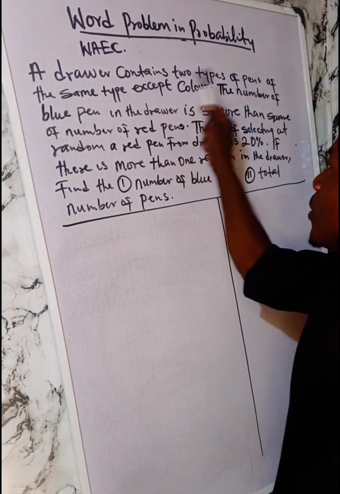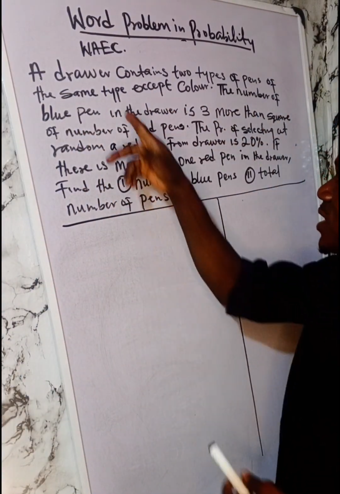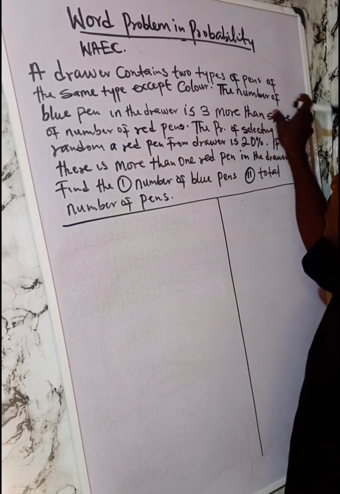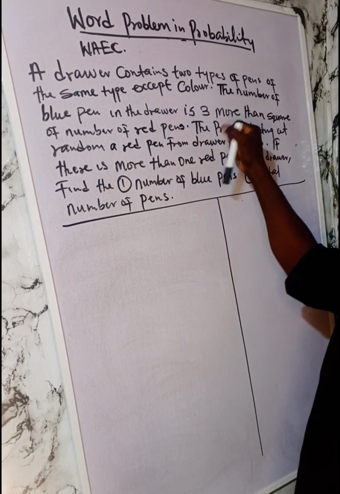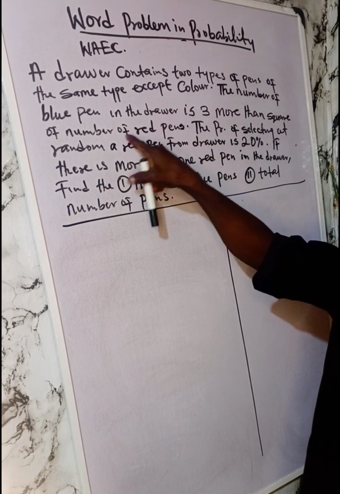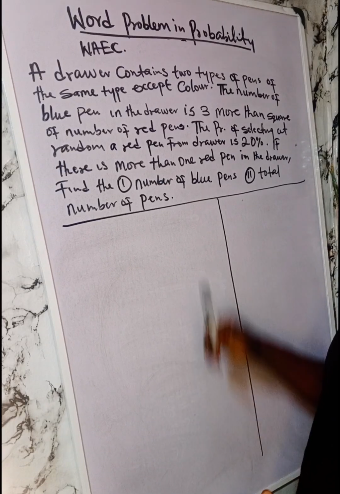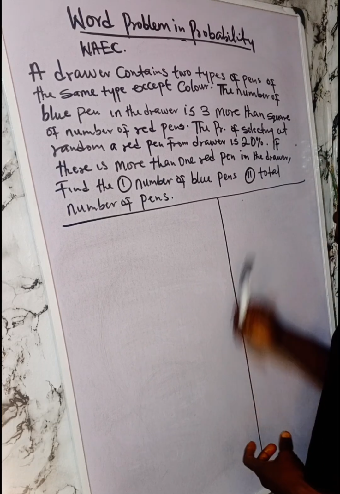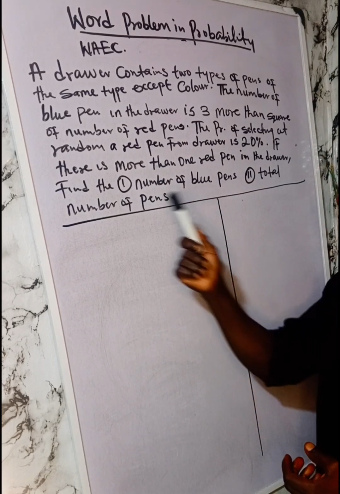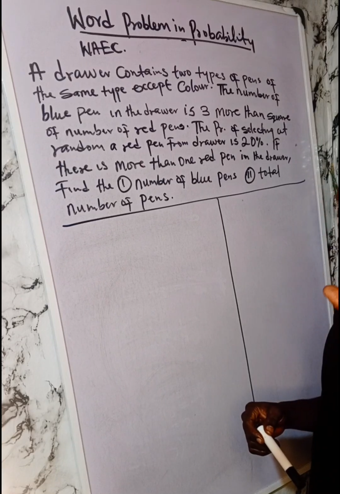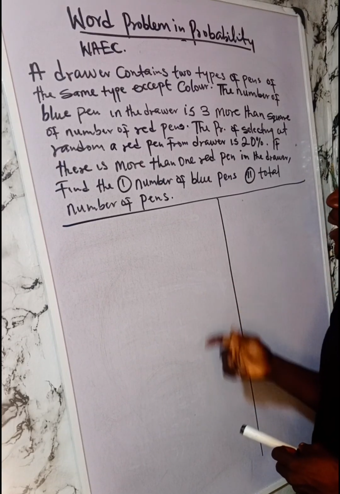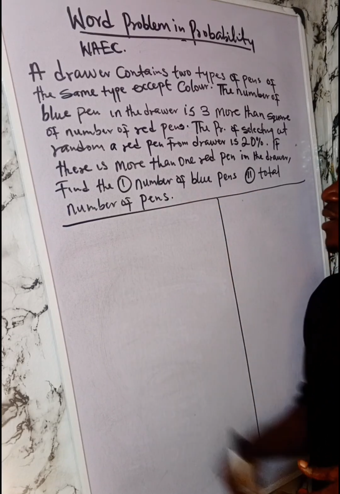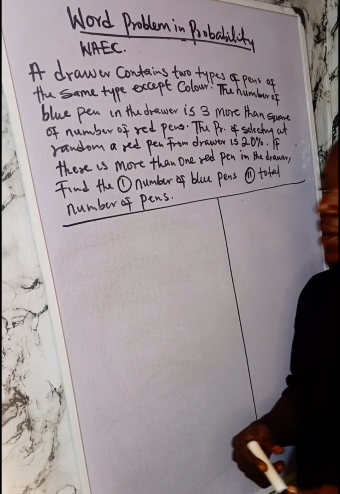The question says a drawer contains two types of pens, the same except for color. The number of blue pens in the drawer is 3 more than the square of the number of red pens. The probability of selecting at random a red pen from the drawer is 20%. If there is more than one red pen in the drawer, find the number of blue pens. And the second question says we should find the total number of pens.